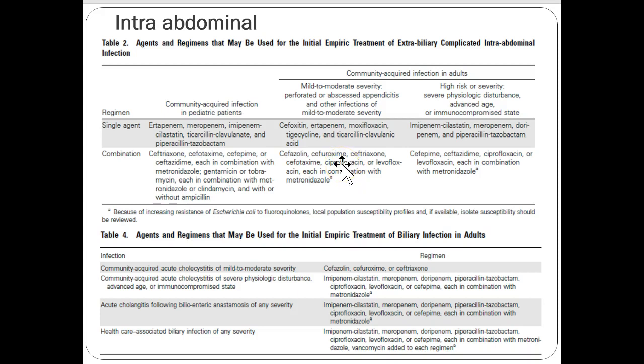If they want to do Cipro and Flagyl, that's fine, but Cipro's E. coli coverage isn't as good as ceftriaxone, and it's usually got more side effects associated with it. So I always recommend ceftriaxone over Cipro in this case.